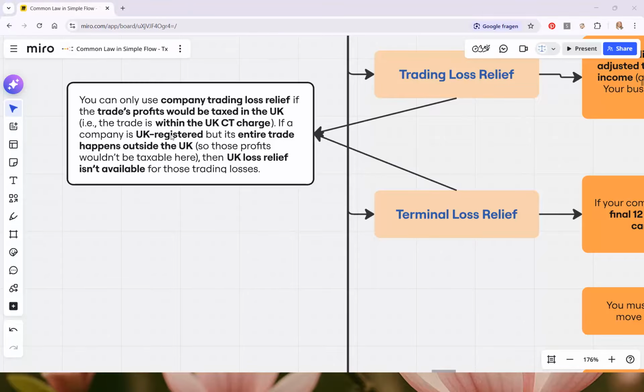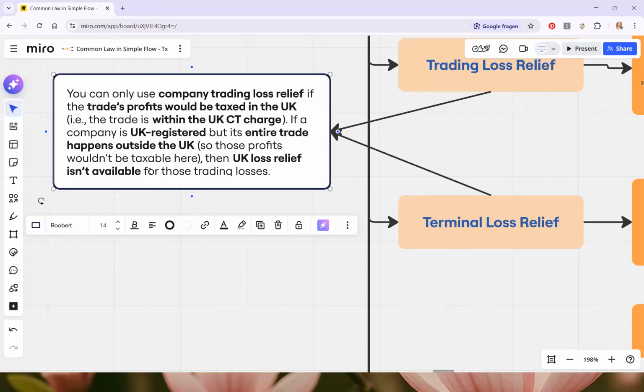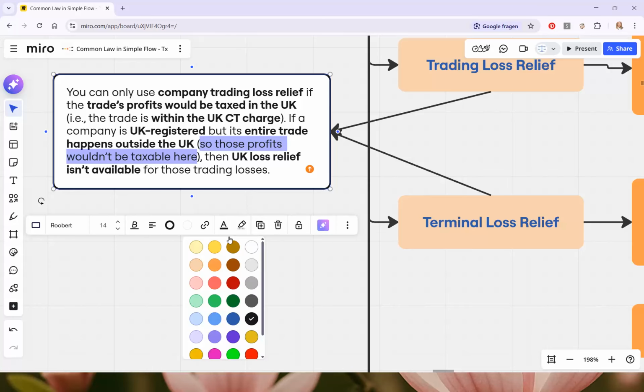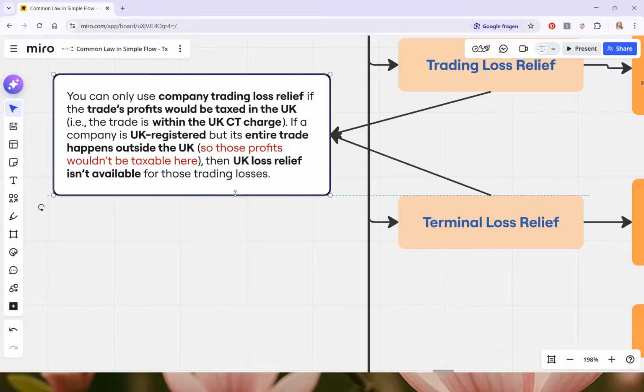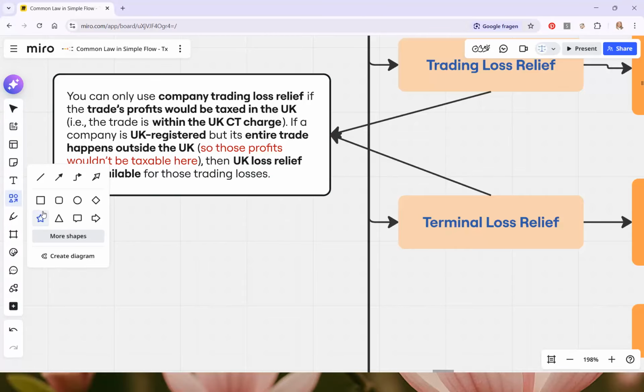If a company is UK registered, but its entire trade is happening outside the United Kingdom, those profits wouldn't be taxable here. Then the UK loss relief isn't available for those trading losses. So UK loss relief would not be available for these trading losses. This is important to remember.